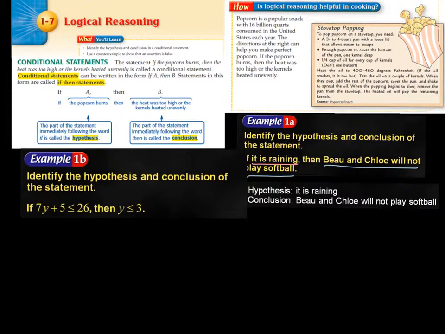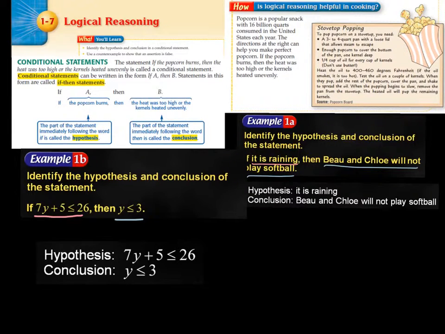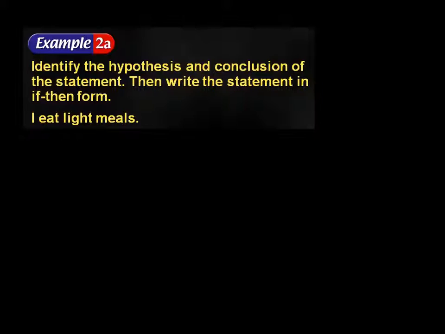Again, identify the hypothesis and conclusion. And again, the hypothesis comes right after the word if. So our if is 7y plus 5 is less than or equal to 26. So after if, that's the hypothesis. And the conclusion comes after the then. So then y is less than or equal to 3. So again, an H will work for hypothesis and a C for conclusion. The hypothesis came after the if, the conclusion came after the then.